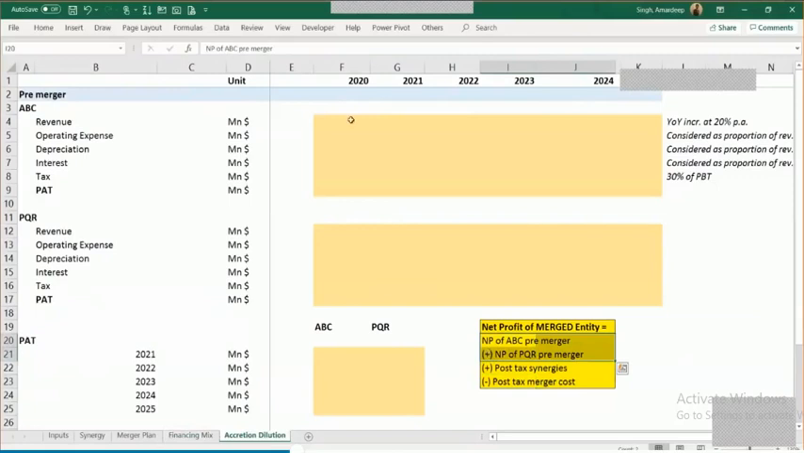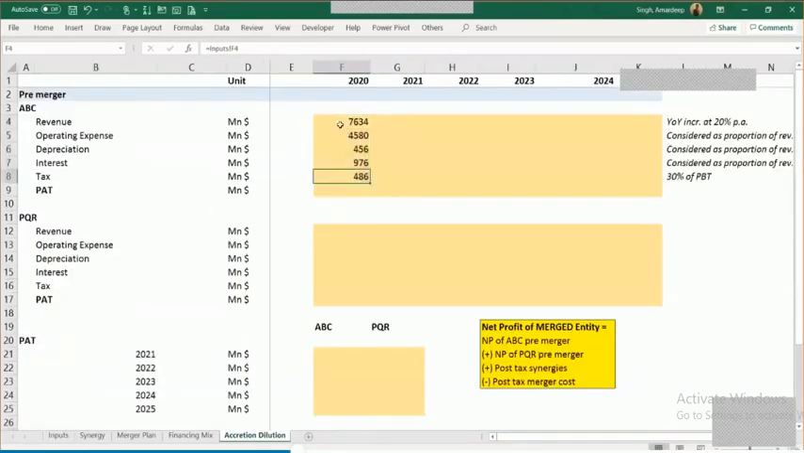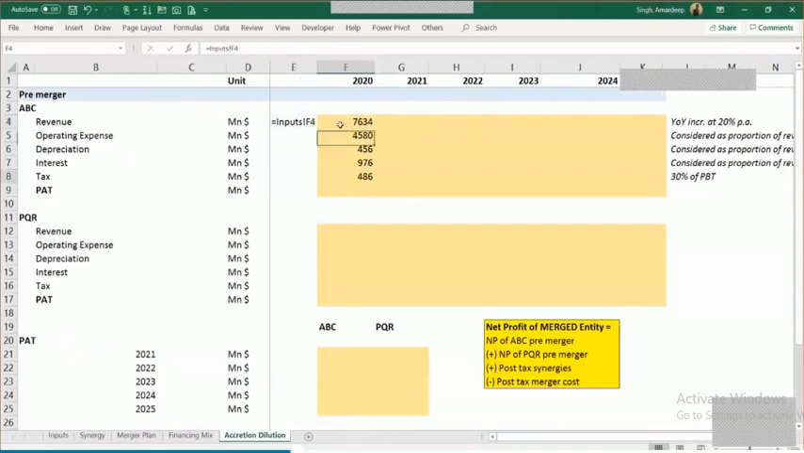So, I'm going to put the relevant parameters of ABC and PQR out here. If you recollect, I've got the 2022 data of ABC and PQR in the input tab. So, I'm going to pull that over here one more time. We have got revenue, operating cost, depreciation, interest, tax, everything. Pull that over here, and then you can take the delta or the difference, which is revenue minus sum of all expenses, to be able to work out the net profit.